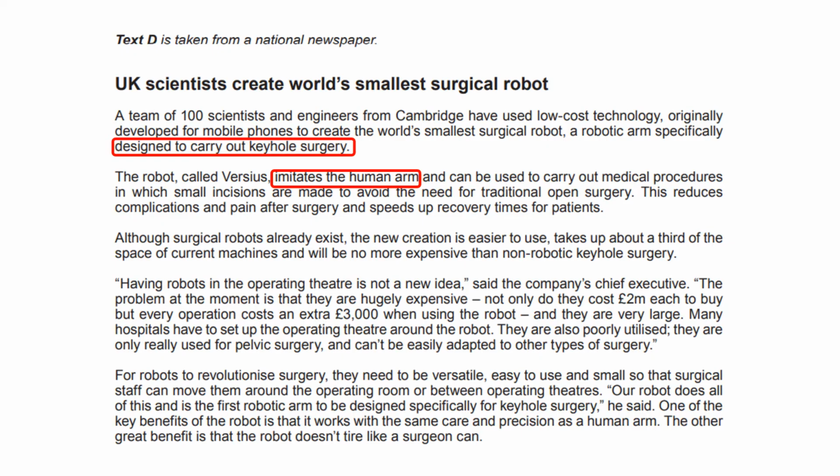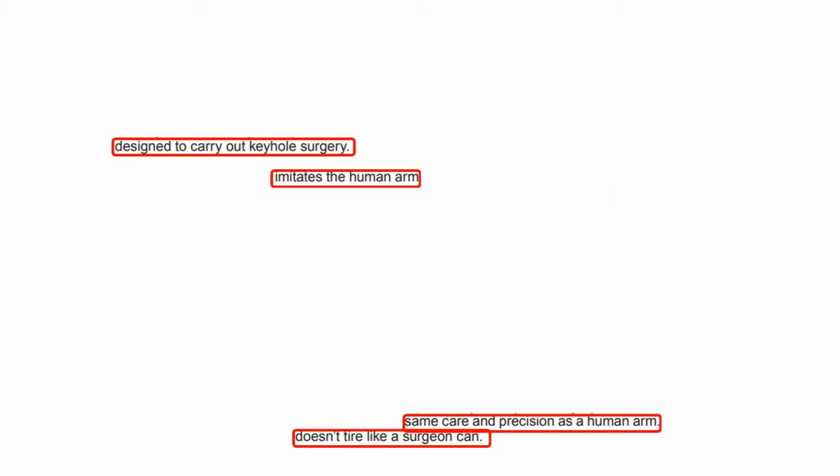The final paragraph says, for robots to revolutionise surgery, they need to be versatile, easy to use and small, so that surgical staff can move them around the operating room or between operating theatres. Our robot does all of this and is the first robotic arm to be designed specifically for keyhole surgery, he said. One of the key benefits of the robot is that it works with the same care and precision as a human arm. The other great benefit is that the robot doesn't tire like a surgeon can. We take what we need, we ignore the rest, and it leads us to this.